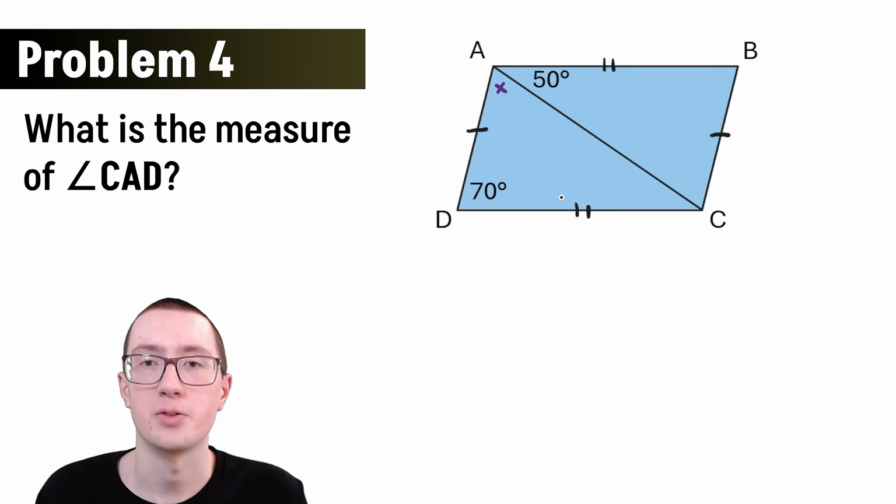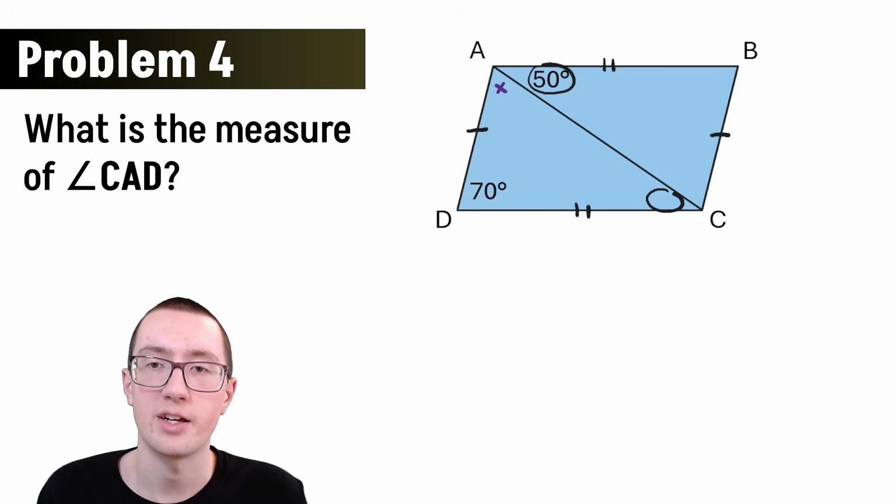Now, there's another way that you could have solved this, and that's using another rule. Now, the other rule is that because this line here is going in between two parallel lines, it actually means that this angle and the other angle on the other side of the line have to be equal to each other.